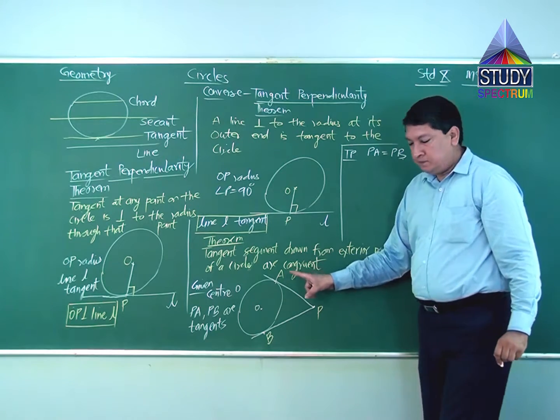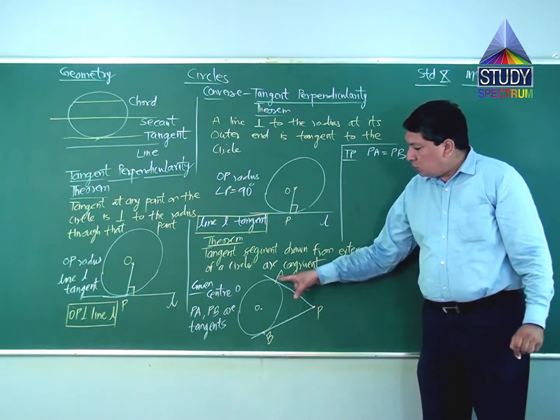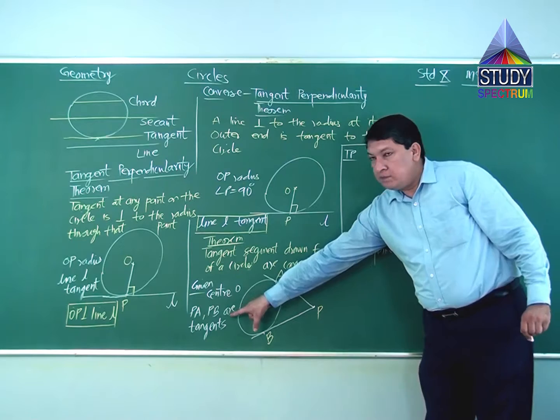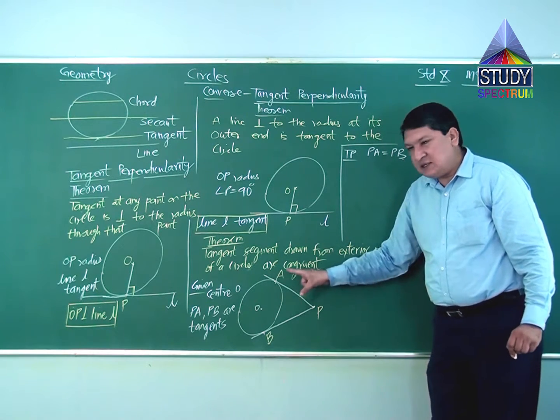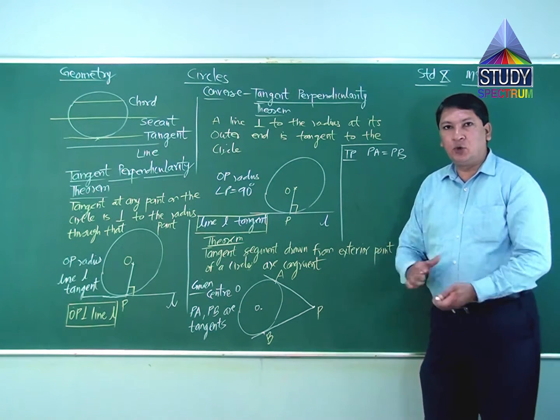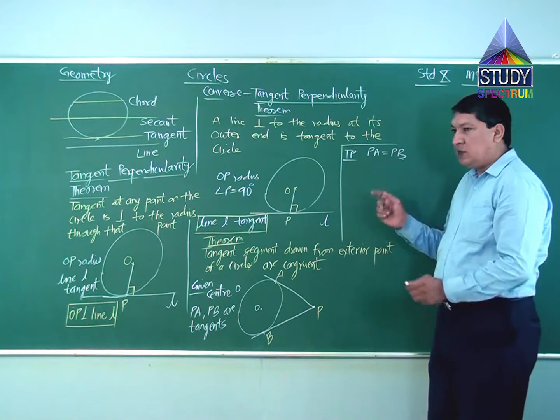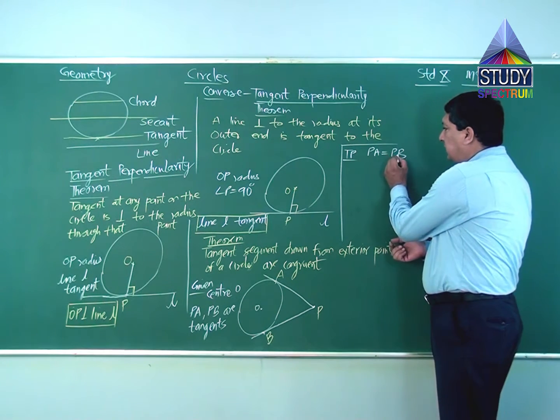As per this statement, from outside the circle there are two tangent segments drawn, PA and PB. According to this theorem, if you have drawn two tangent segments from outside the circle, then both have equal length, and this we have to prove. That is, PA is equal to PB.